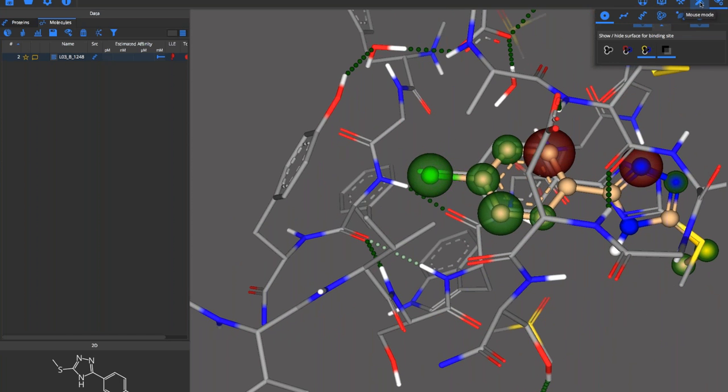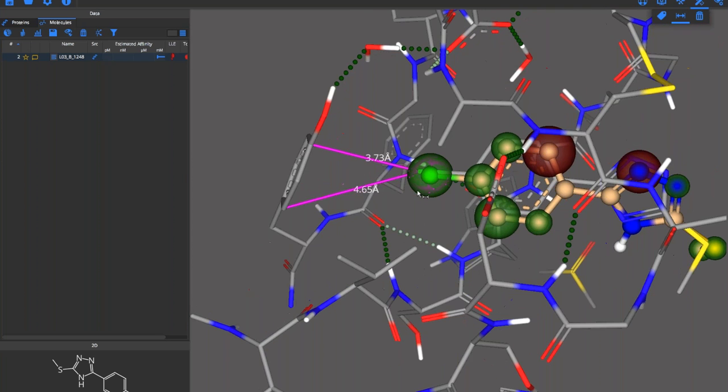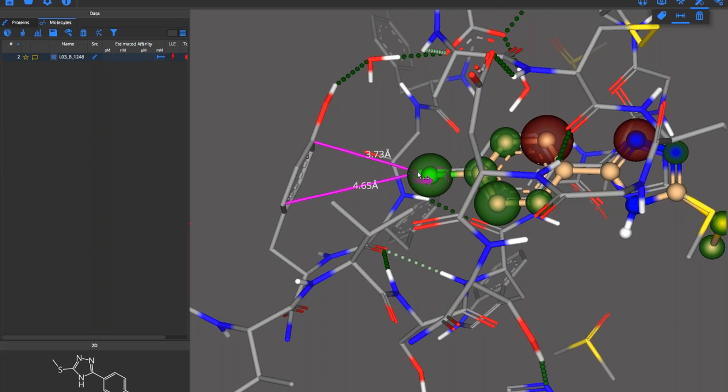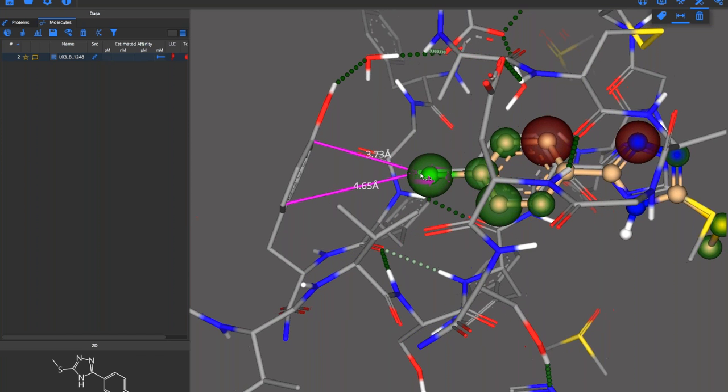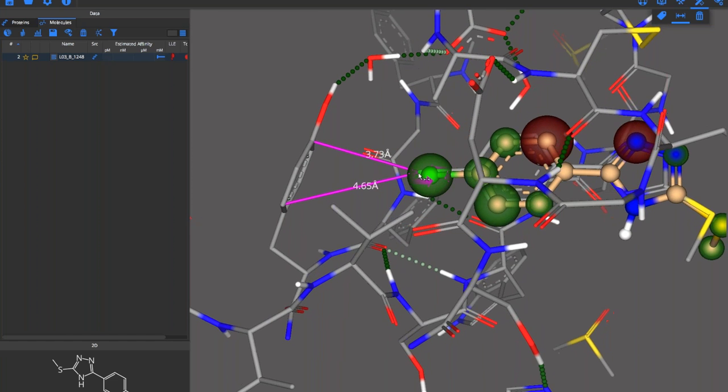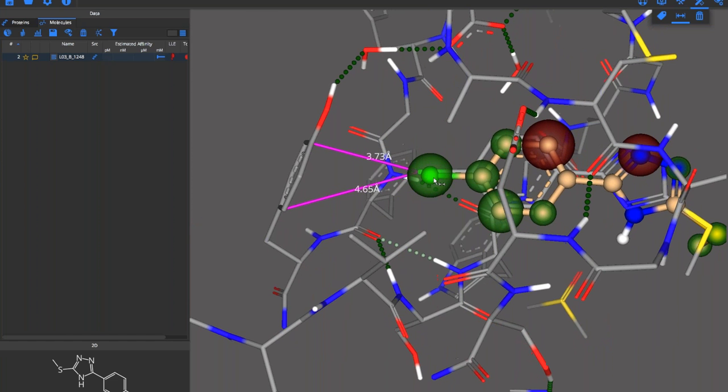And again, we can look at the distance here between the crystal structure and the phenyl ring, which is 3.73, and even a little bit more, 4.65. So again, we would argue that there is hardly any halogen bonding contributing here. There might be a very weak halogen bond, but it's unlikely that it contributes a lot to the affinity.